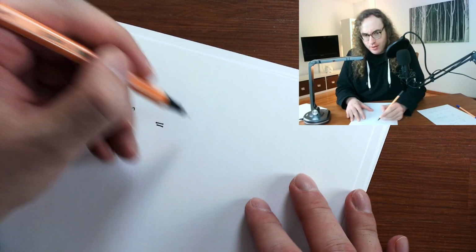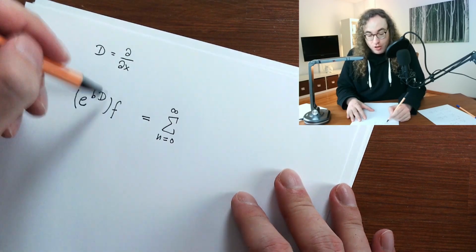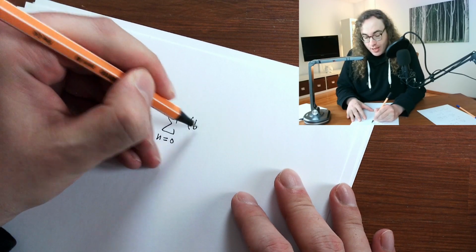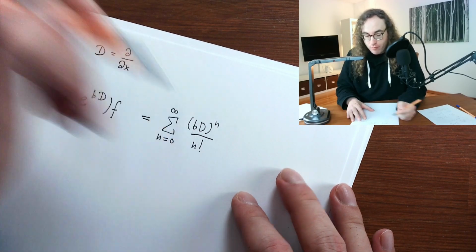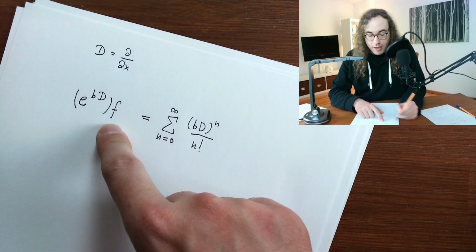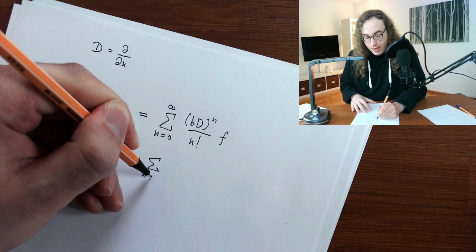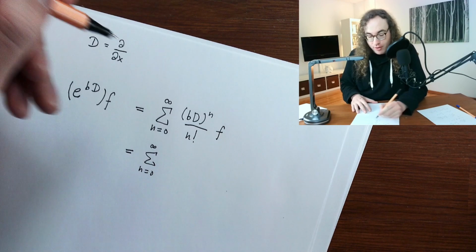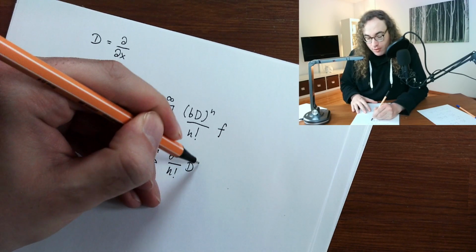Let's just figure out what this gives us. So this is now a sum from 0 to infinity, and I'll now just plug it in the exponential series. So I get (bD)^n divided by n factorial, the usual power series of the exponential function, and then I write f. Okay, but now I can rewrite this as the sum from 0 to infinity of b^n divided by n factorial D^n f.